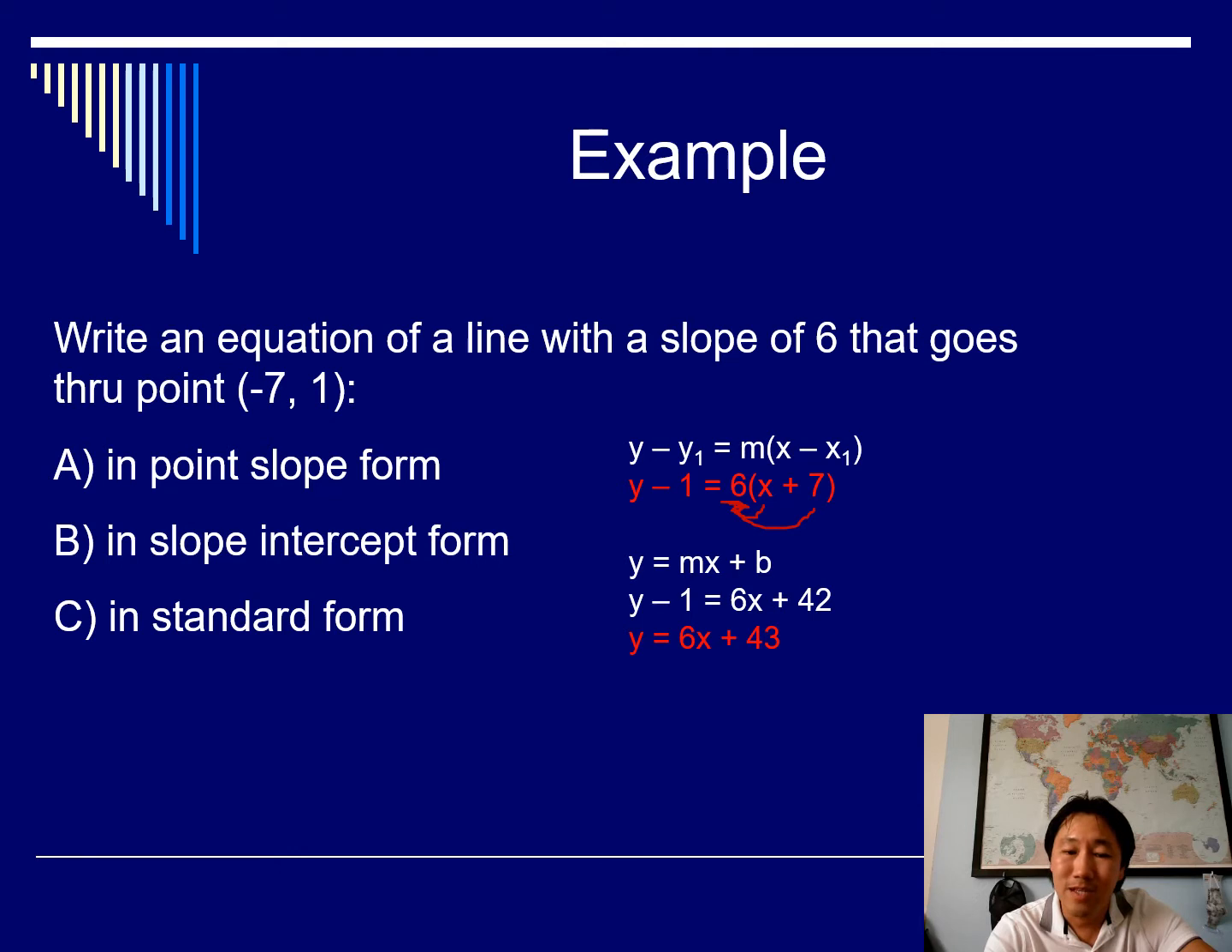What if I said put it in standard form? This form, ax plus by equals c. That's also fairly easy to do. All you have to do is get the x's and the y's on the same side. So this x needs to go over here by subtracting 6x to both sides. There you have it, -6x plus y equals 43.